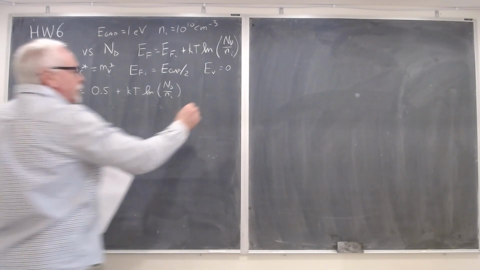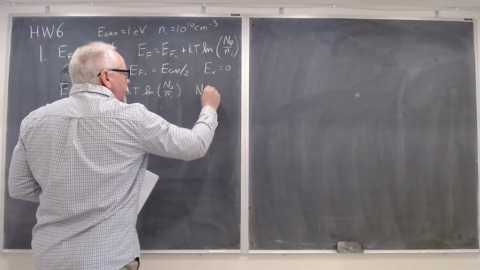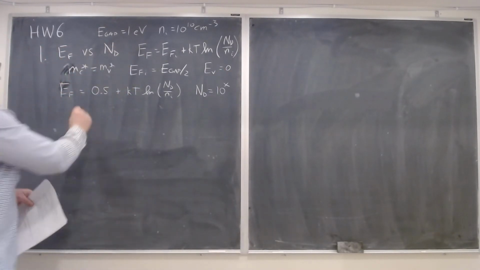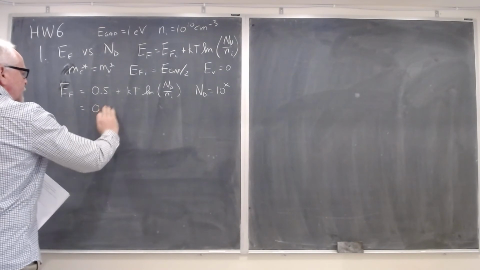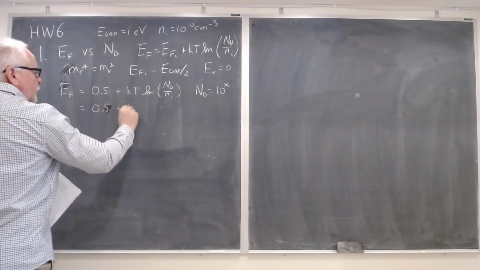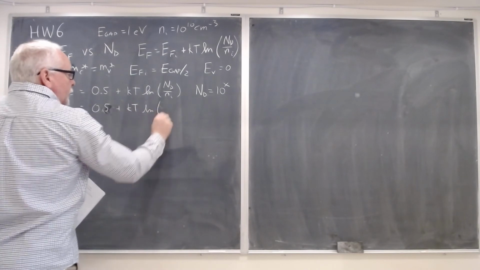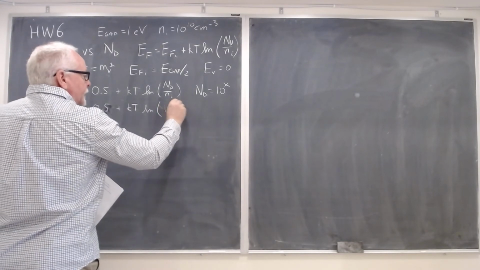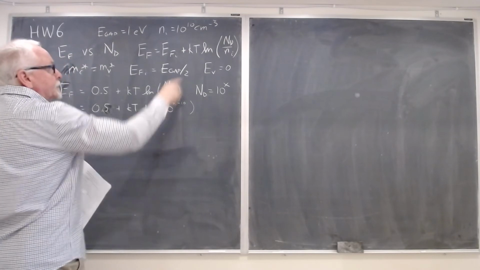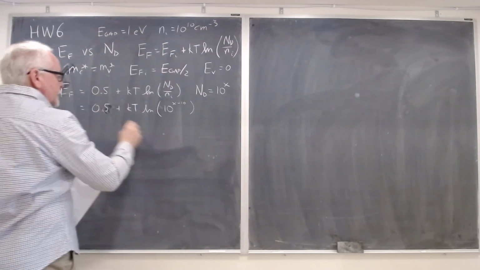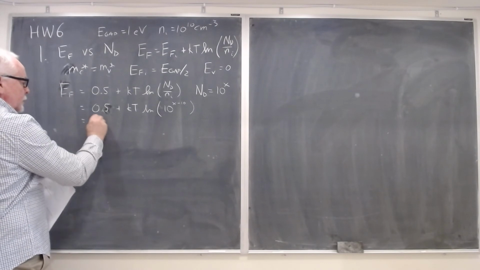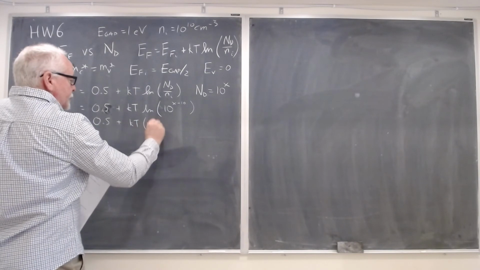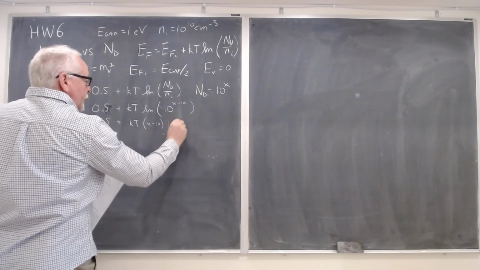For convenience, what I'm going to do is I'm going to define ND as 10 to the x. And you'll see why in a second. So then it's 0.5 plus KT, the logarithm. Okay, so this is then 10 to the x minus 10, right? Because NI is 10 to the 10th. And so 0.5 plus KT times x minus 10 natural logarithm of 10.